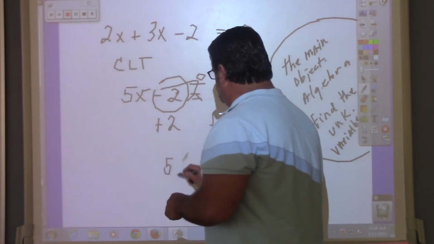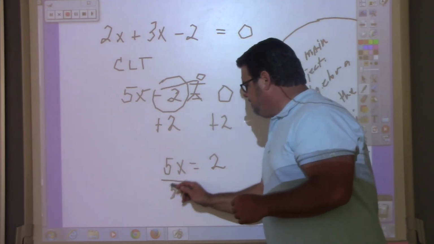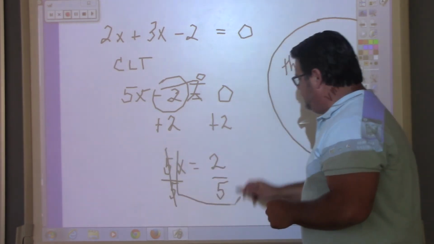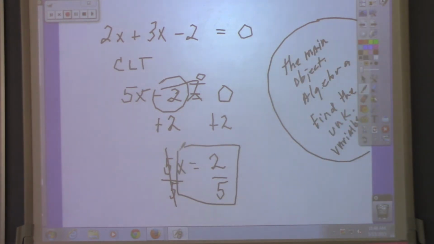And you get 5x is equal to 2. Now what? Divide by 5. And we just solved the unknown variable is 2/5. And that's an equation. Now, I've just covered everything that you need to know.